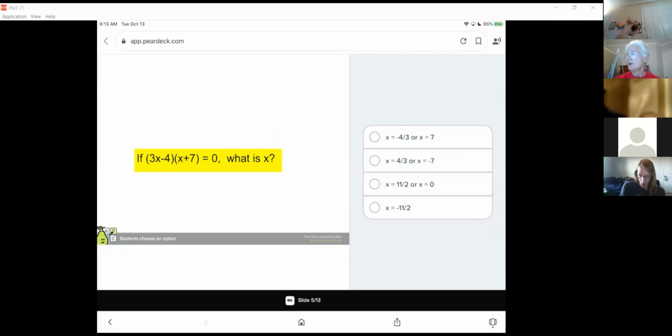Okay, so if 3x minus 4 times x plus 7 equals 0, this is what I was talking about. If you have one factor times another factor equal to 0, then either the first factor has to equal 0 and/or the second factor has to equal 0. So what would x be in this case?